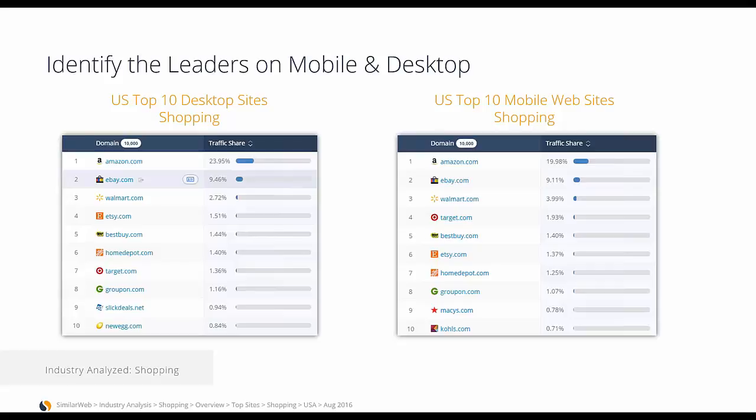We see that Target here is actually much more popular on mobile. It's number 4 rather than on desktop, which means that maybe people are doing comparison shopping. Maybe a lot of the products that Target is carrying are things that people want to buy when they're out and about, and they want to do a price comparison against Target.